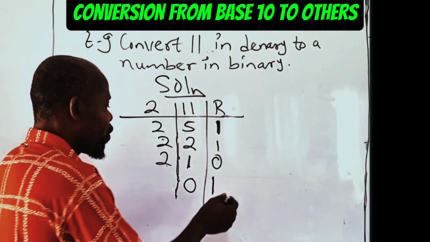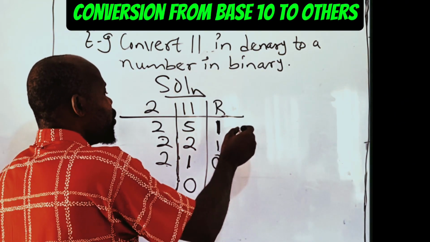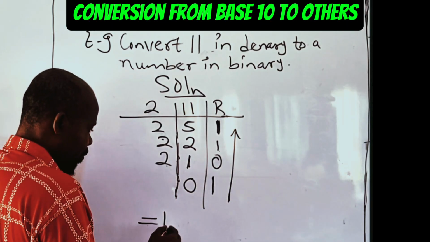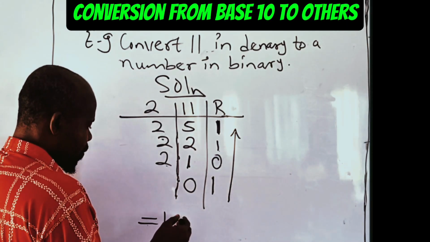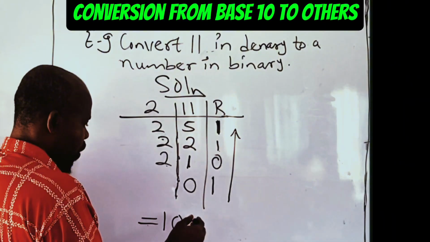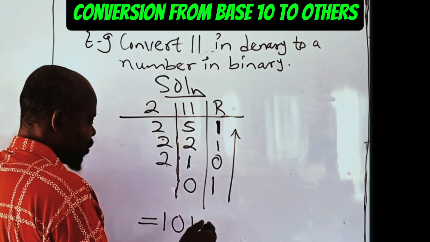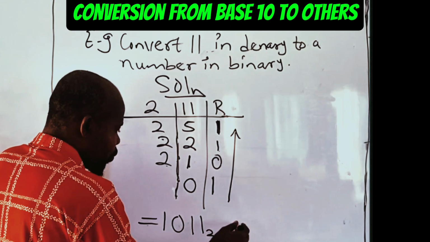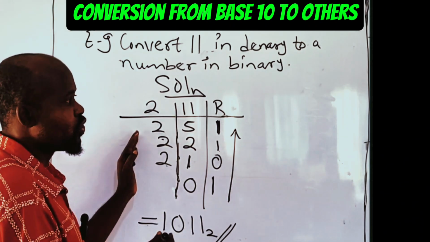So your answer, you just pick the remainders from the bottom to the top. The first digit here is 1. The next is 0. The next is 1. And the last one is 1. In binary means in base 2. So this is the answer to this question.